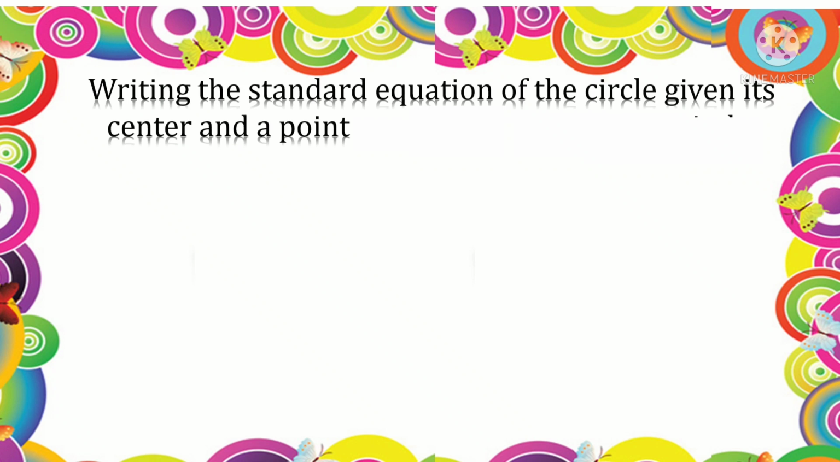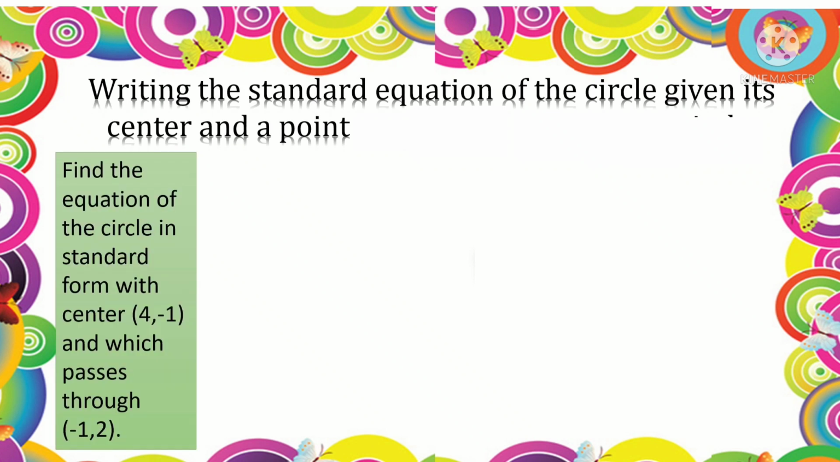Next, writing the standard equation of a circle given its center and point. Let's find the equation of the circle in standard form with the center 4, negative 1, and which passes through the point negative 1, 2. Again, from the standard form of the equation of the circle, we have the quantity x minus h to the power of 2 plus the quantity y minus k to the power of 2 equals r squared.